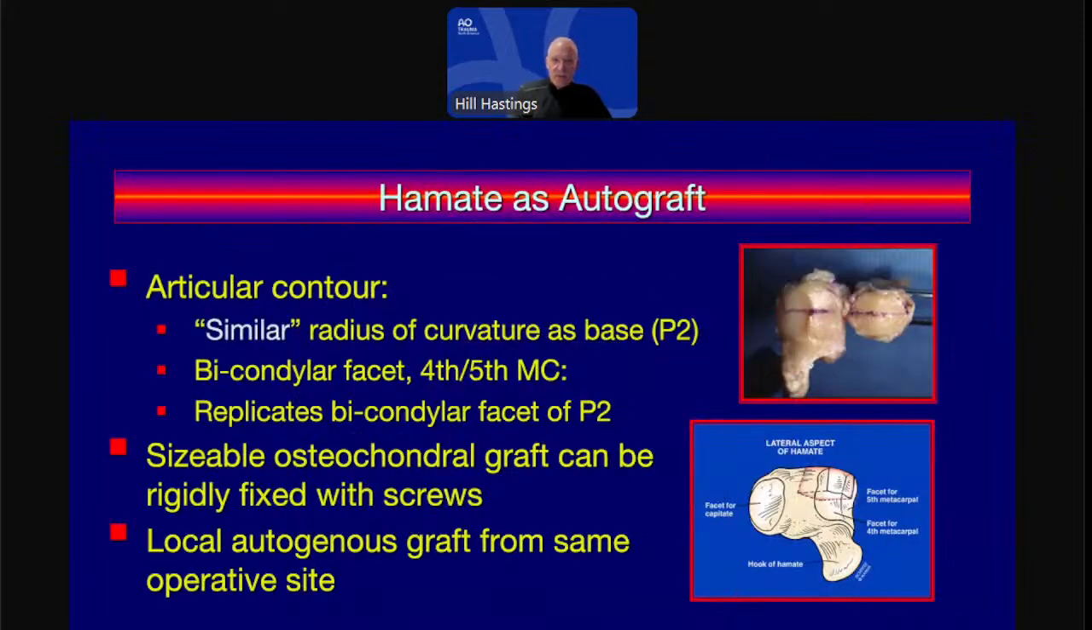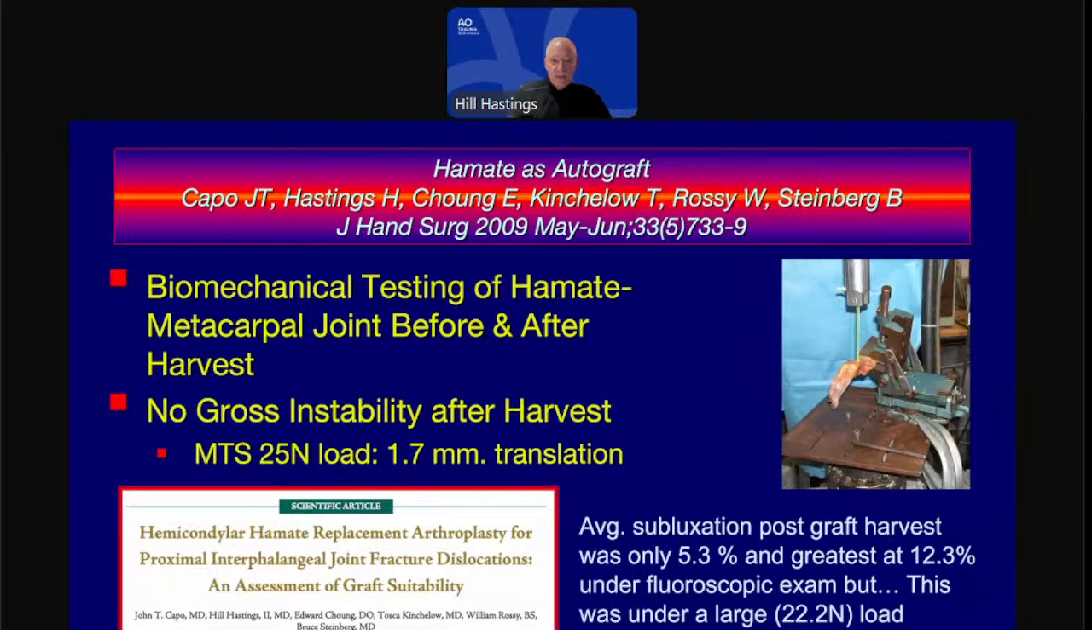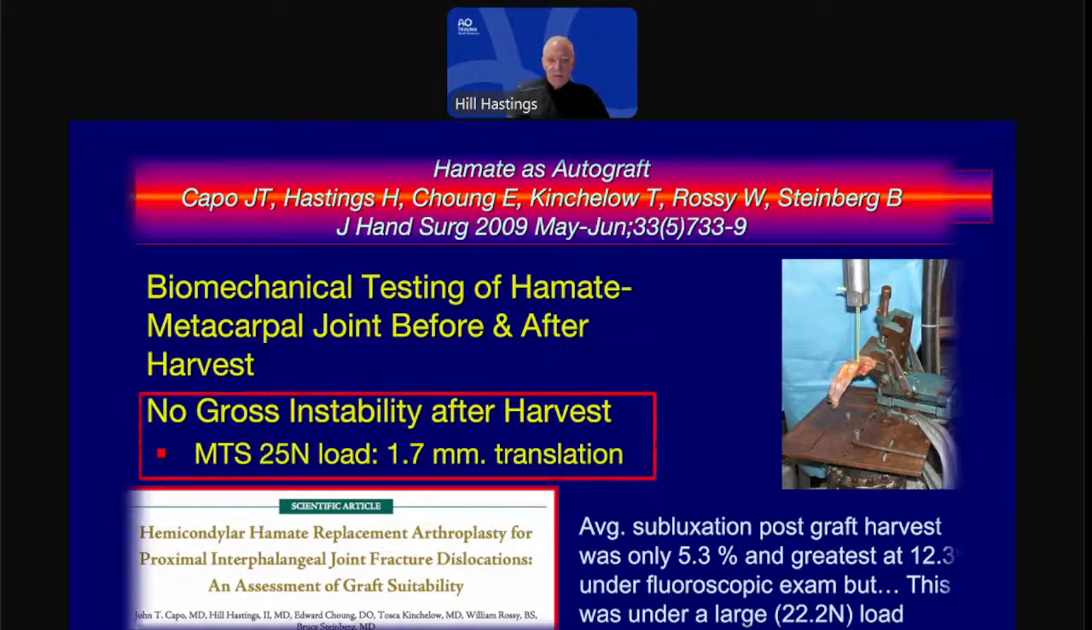So the surfaces are similar. They're not identical. They are similar, and that's what lends this donor source as a solution. The graft's big enough that you can fix it with screws, and it's convenient because it's locally available. John Capo and colleagues with me looked at whether we were creating instability, and I was afraid, naively, that we might when we first started this, but we found that even after harvest, there's minimal instability even with axial load.